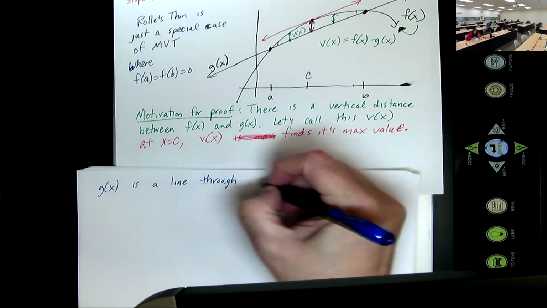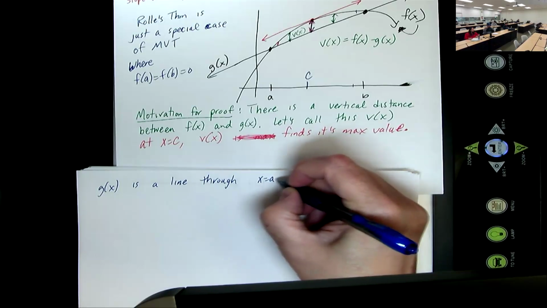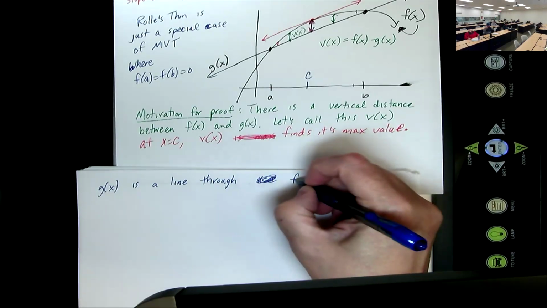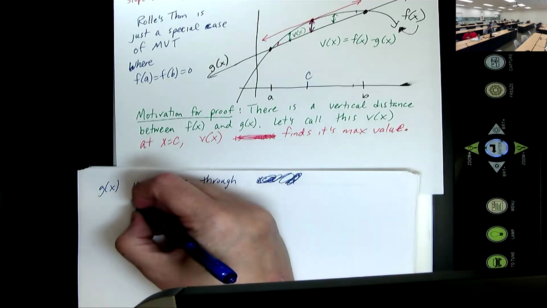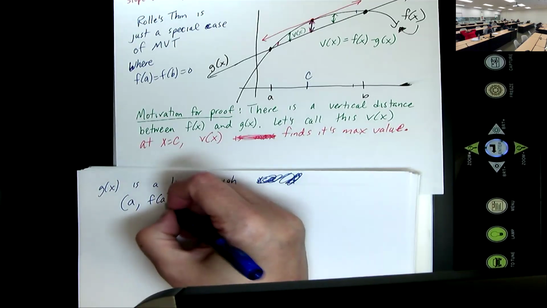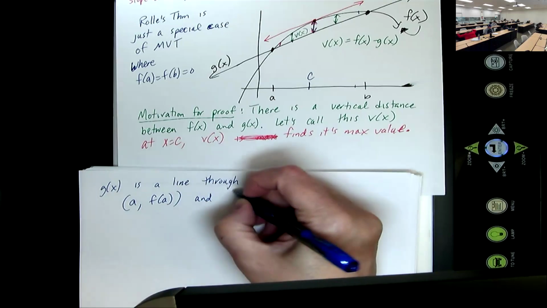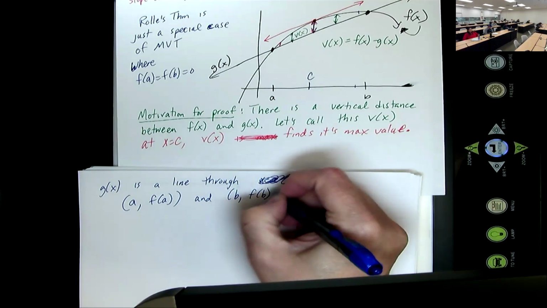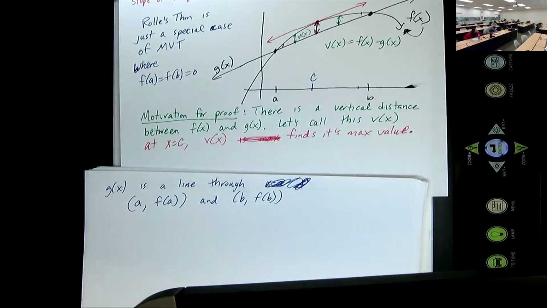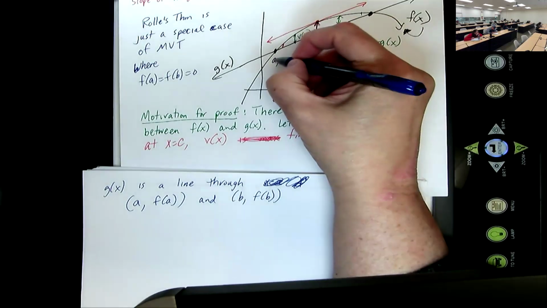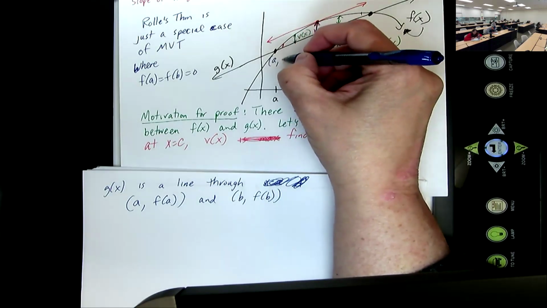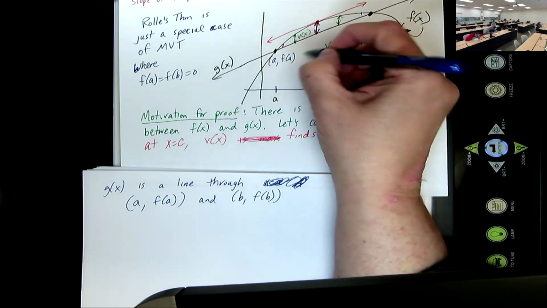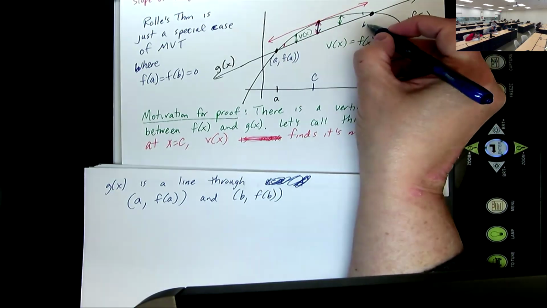Through x equals a, f of a, and b, f of b. Because this is a, and then the vertical height, we call it y, but we find the y by plugging it in. And up here is b, f of b.